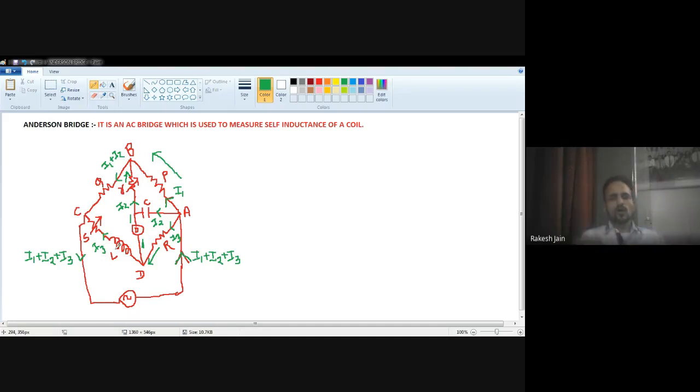Okay, now this is a representation of an Anderson bridge, which is used to measure the self-inductance of a coil. So here we connect all the circuitry and draw the labels for the currents and their directions. Now we will find out how to calculate the self-inductance of a coil.